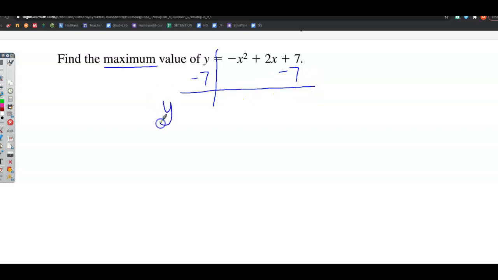y minus 7 equals negative x squared plus 2x. Okay, Truman, what's my next step?